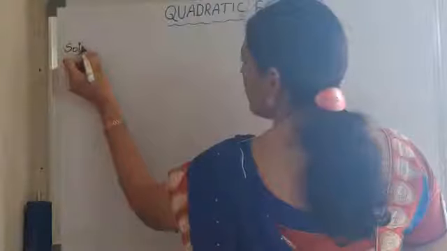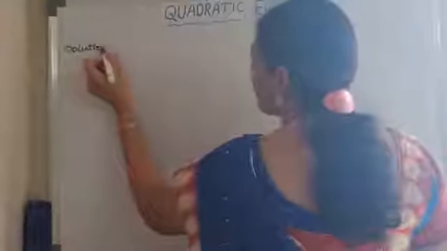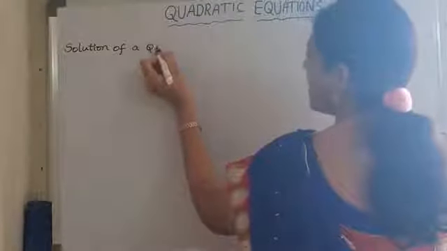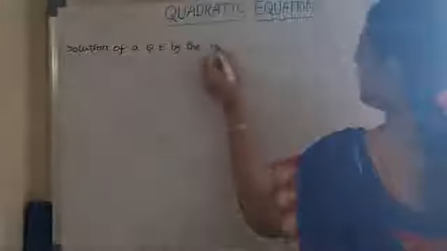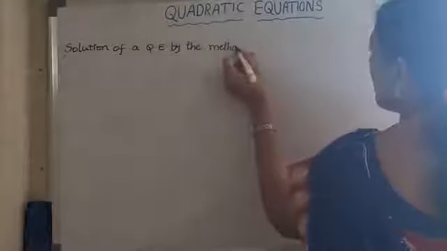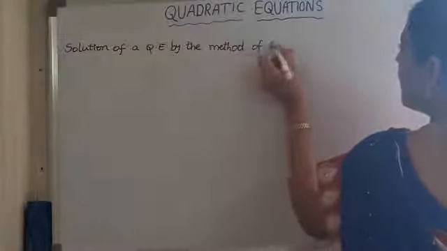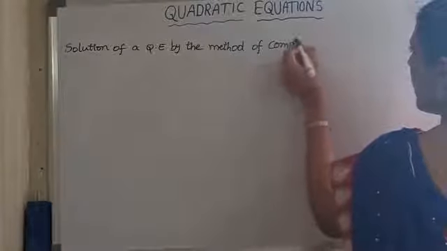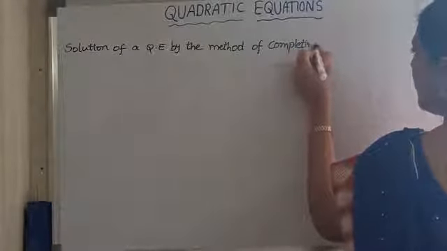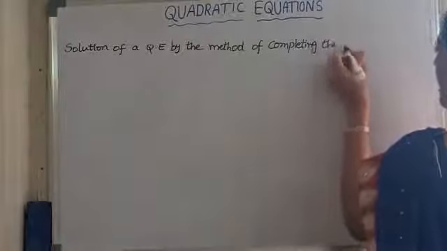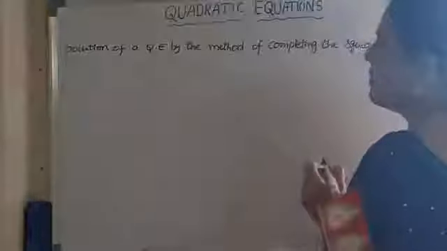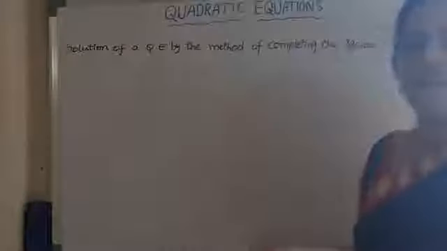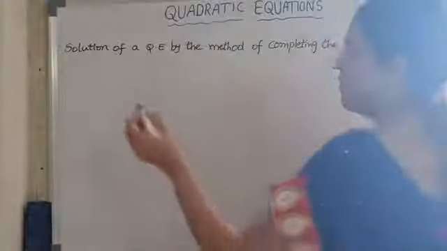Solution of a quadratic equation by the method of completing the square, which is a very important method. So observe carefully how to do this. Completing the square method means how to do this.